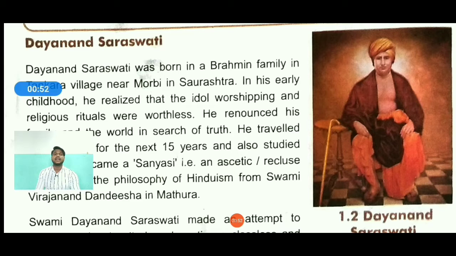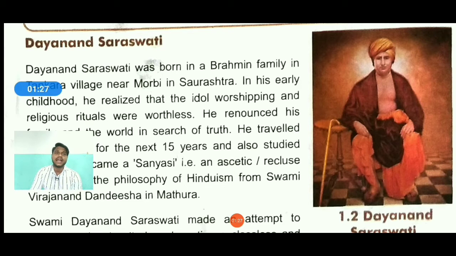It also says that he was born in a Brahmin family in Tankara village near Morbi, in Gujarat, Saurashtra. And in his early childhood he realized that idol worship is bad. Now why is idol worship bad? Dekho, one thing we need to understand: everybody has the need to worship God, but idol worship is bad because according to him, an idol doesn't consist of any kind of power or life. So to worship an idol and pollute nature is a bad thing according to him. Therefore he also advocated on that.